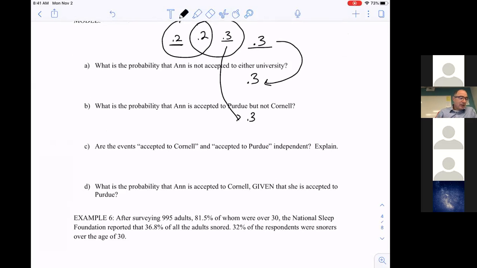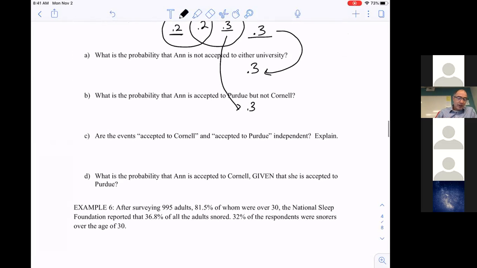We haven't gone over our independency rule, have we? Are the events accepted to Cornell and accepted to Purdue independent events? Okay, so here we go. We have to have an explanation. So this is what we're going to do. We're going to make a comparison statement.